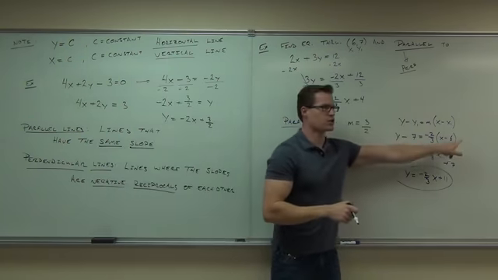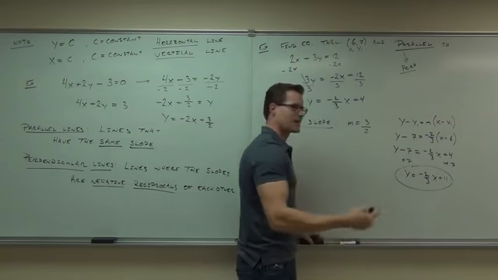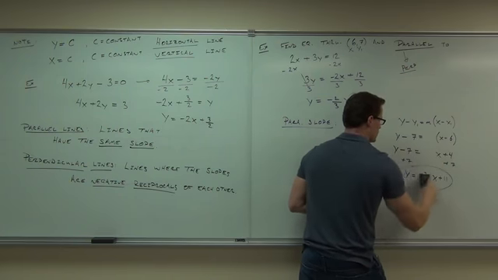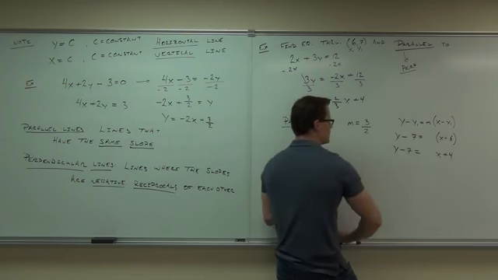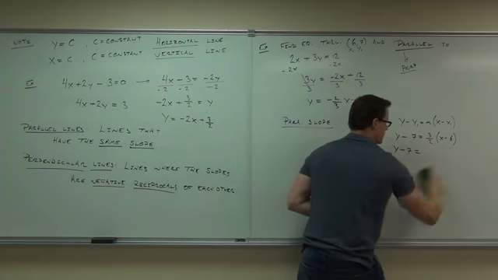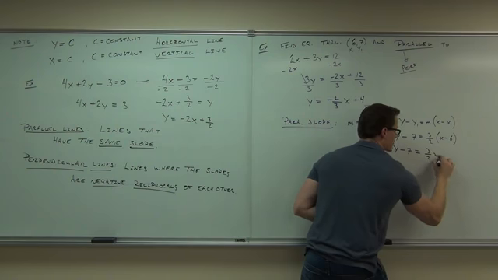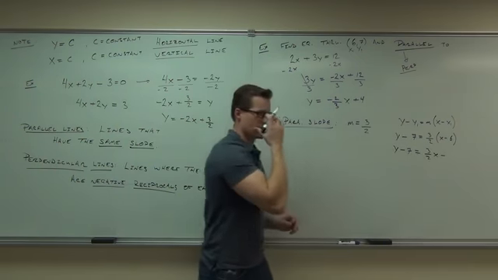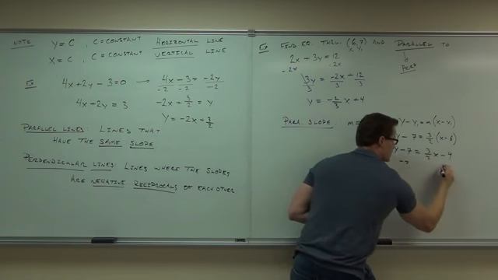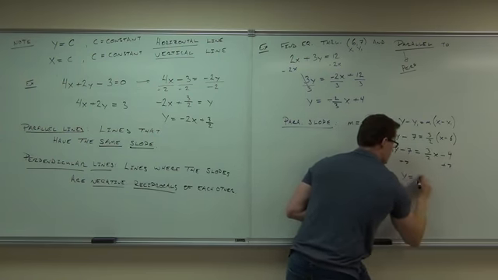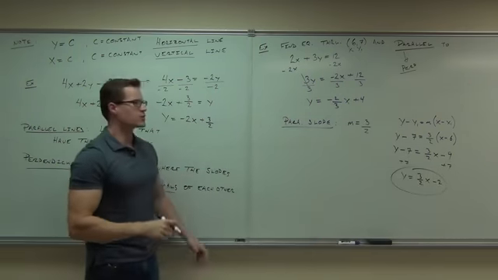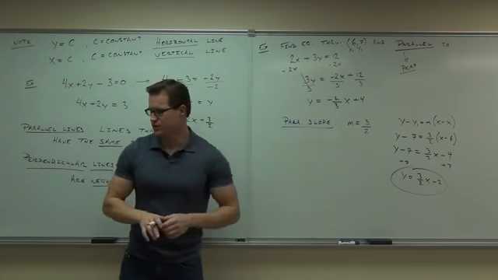Would the 7 and the 6 change? No, we're just talking about slope. Parallel and perpendicular only have to do with the slopes. This would change to 3/2 x. It'd be minus how much? Minus 9. And if we added 7 to both sides here, we get 3/2 x minus 2. So we can find both the parallel and the perpendicular slope.